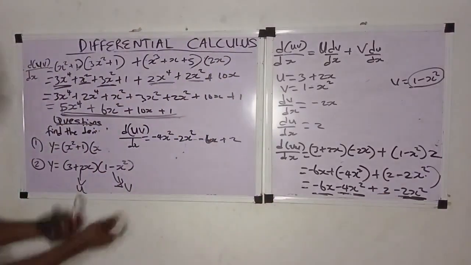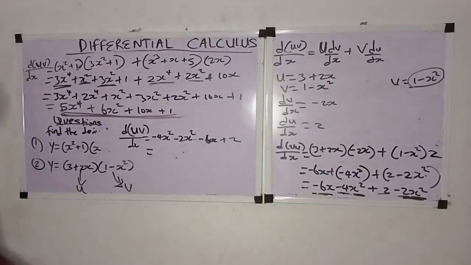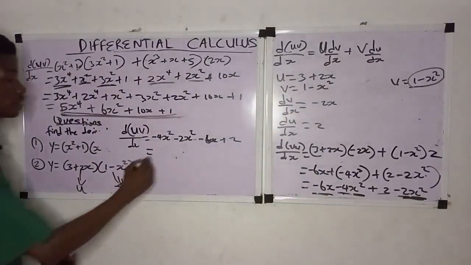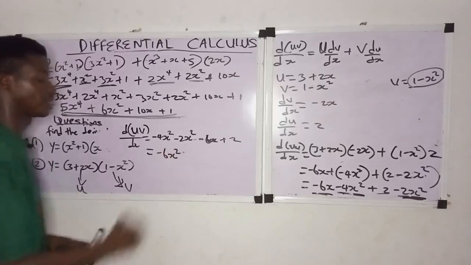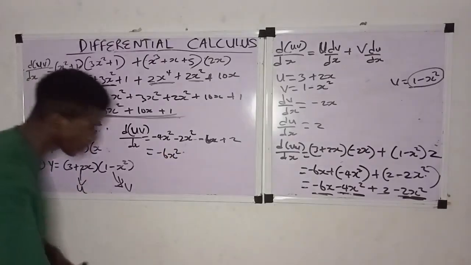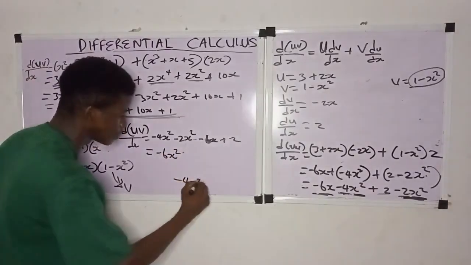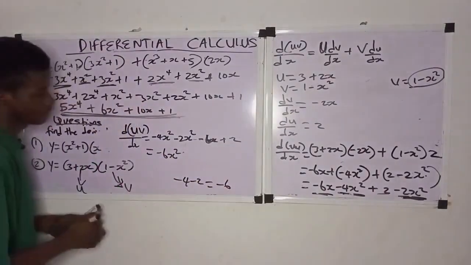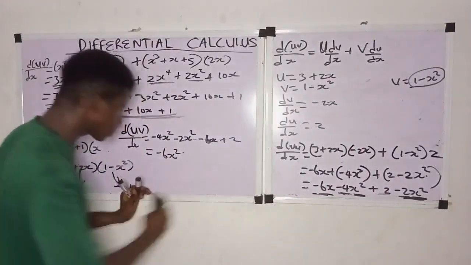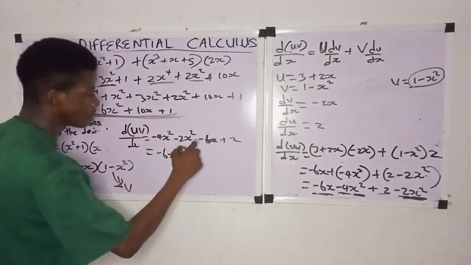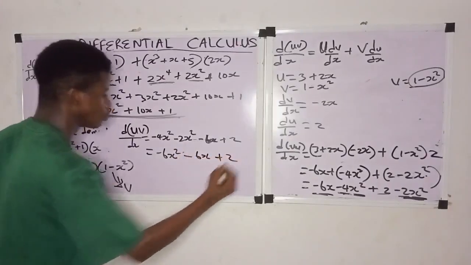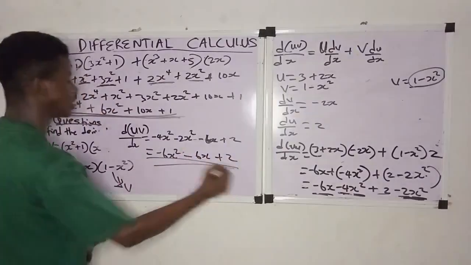Now if we do this further, minus 4s squared minus 2s squared gives us minus 6s squared, right? Minus 4 minus 2 gives us minus 6. So minus 6s squared, then minus 6s, then plus 2. Okay, that is just it. So this is the answer.